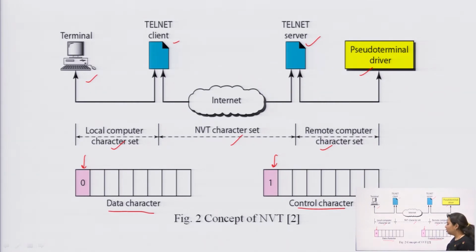So, this is how the concept of NVT works, which means there are two types of characters that you can transmit. Either you can transmit the data signal, or you can transmit the control signal. In case of a control signal, we are transmitting the synchronization information, any control information, header, trailer bits. These are used as control signals, whereas a data character only carries the information that you want to transfer from client to server or server to client.